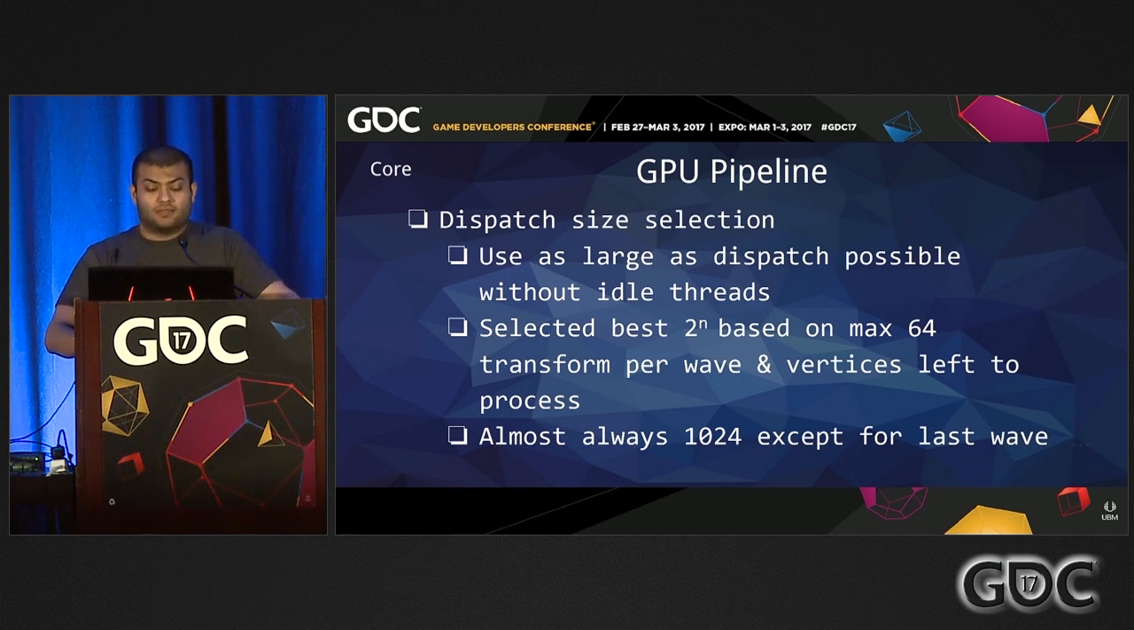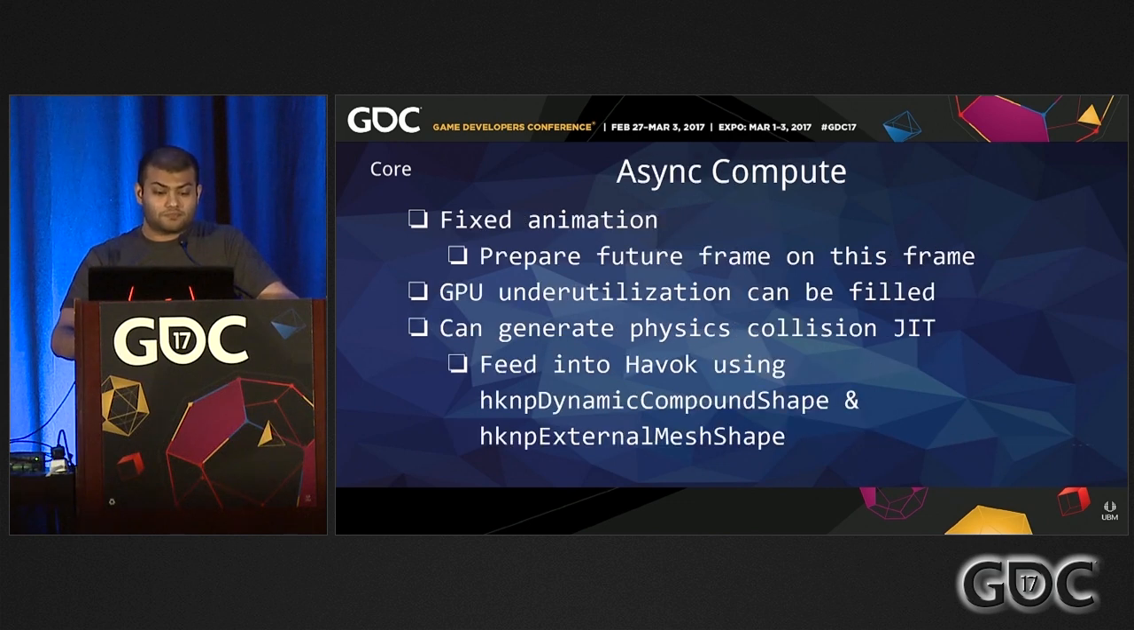So when actually selecting the dispatch size, this is essentially what you want to keep in mind. You want to select the largest dispatch size you can find, but only up to 64 transforms per wave. If you schedule any more than that onto the LDS, you will start to suffer occupancy issues. For us, almost all the time we were still able to run the maximum 1024 lanes, except for the last wave, which usually was whatever leftover number of vertices needed to be processed.